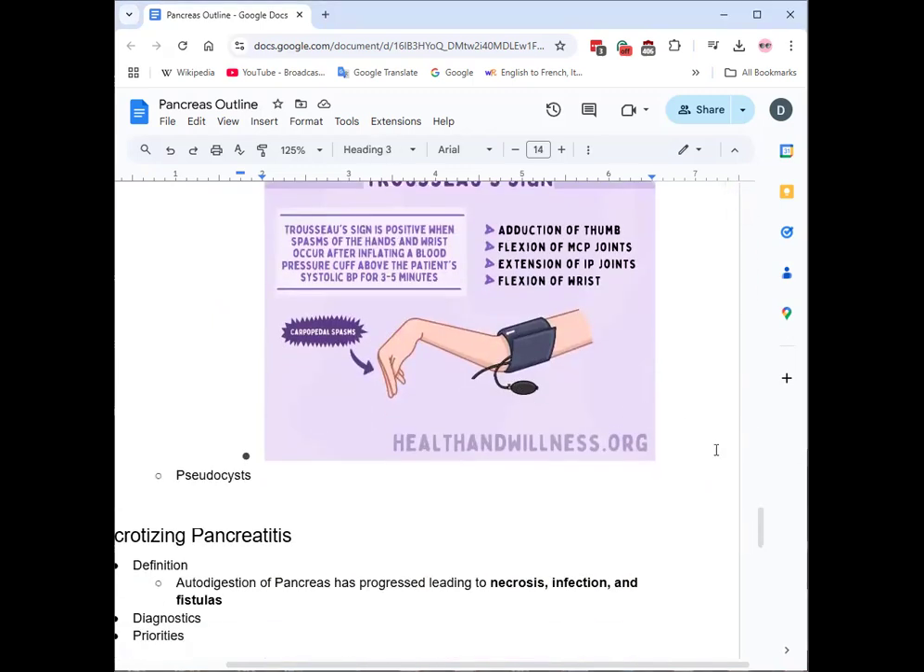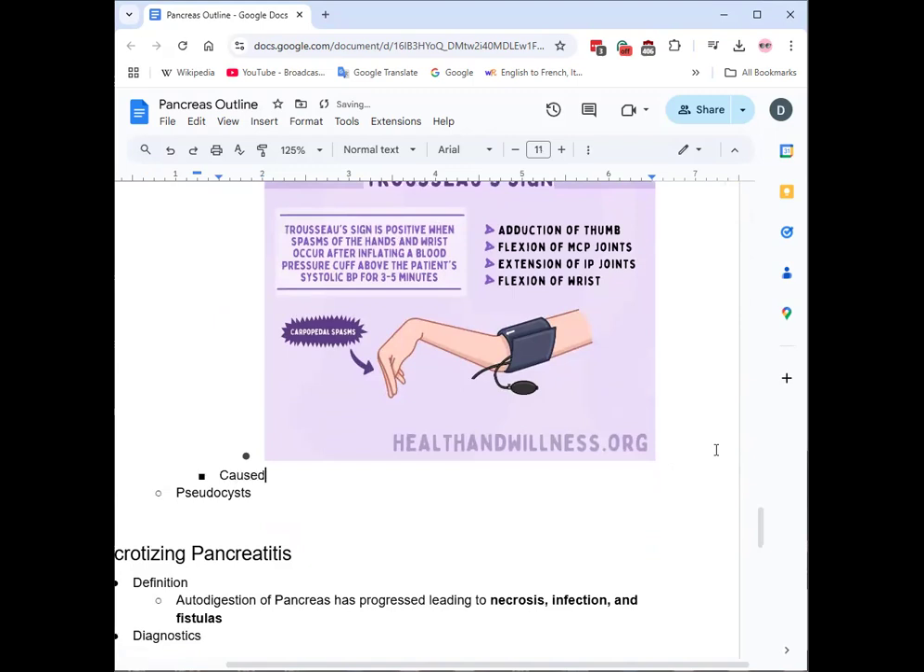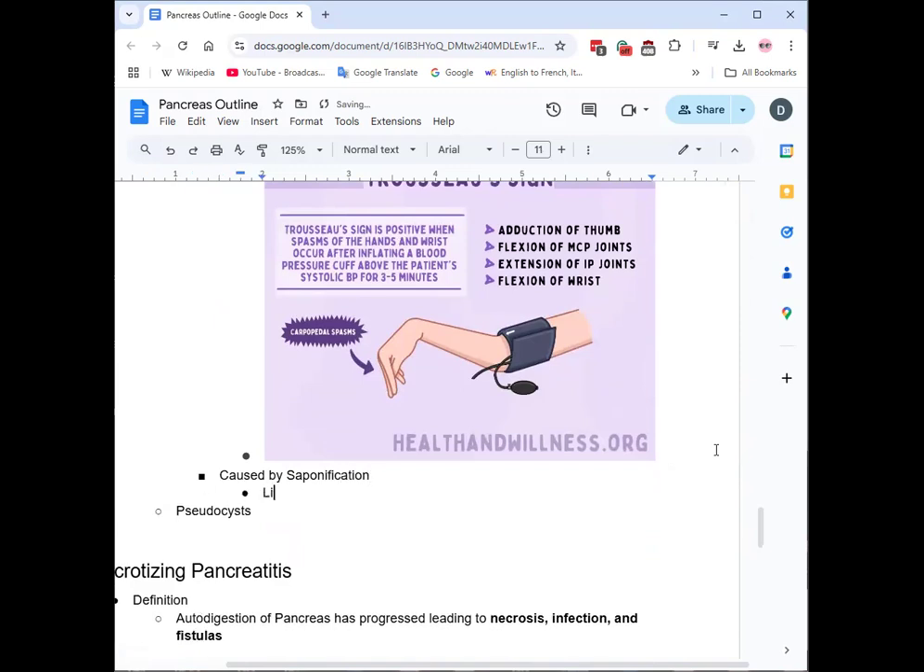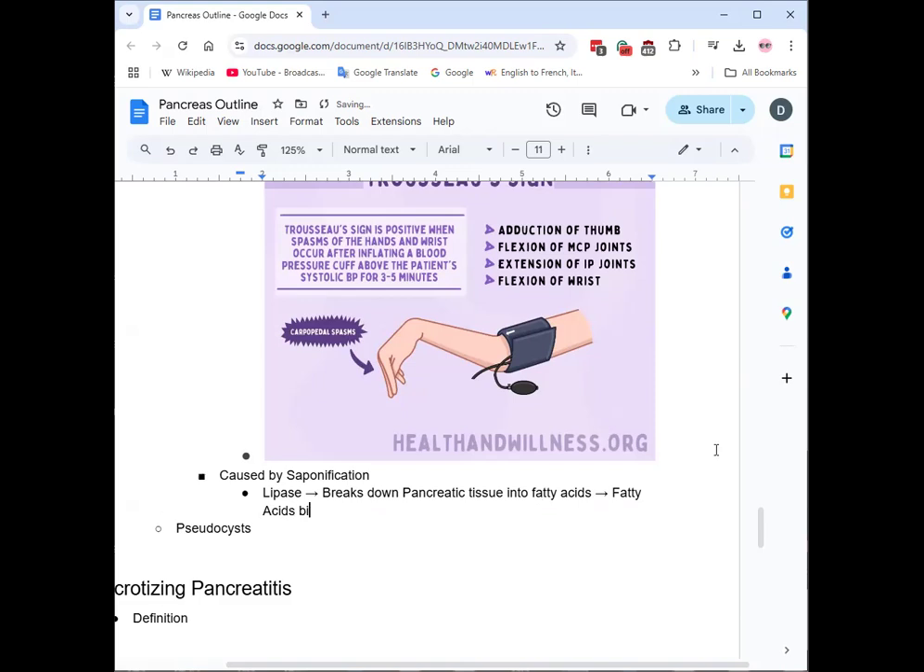Okay, and then yes, it's caused by saponification. Essentially, lipase breaks down pancreatic tissue, fatty acids bind and use up calcium, and that leads to the soaping kind of effect. Calcium soaping.